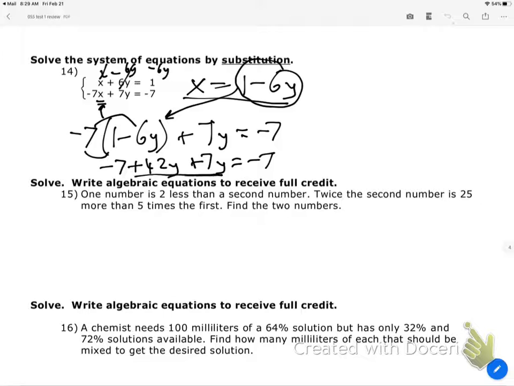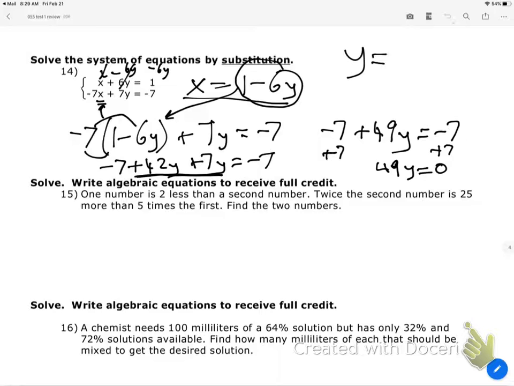Now I can combine these two here, okay? So I've got negative 7, 42y and 7y is 49y, and that equals negative 7. All right? Okay, so I'm going to add a 7 to both sides. So 49y equals 0. Okay, so y equals 0. That's one answer, because if I divide both sides by 49, it'll still be 0. So I've got one answer.